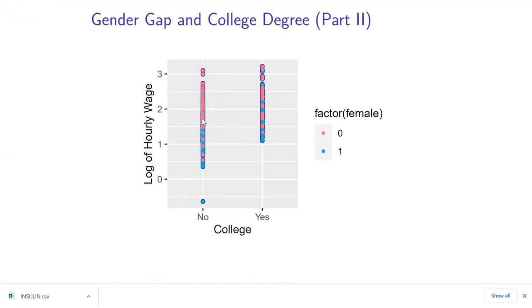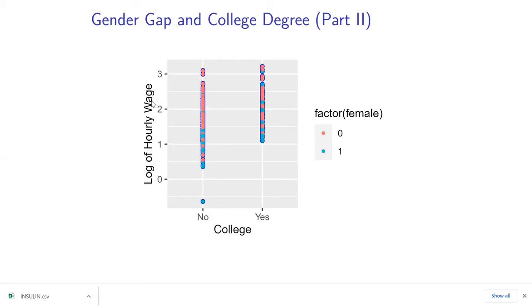In this case, we chose to log the hourly wage because the hourly wage data usually have a very wide range that is characterized by fat tails on both sides. Logging the hourly wage will make this variable more compact.